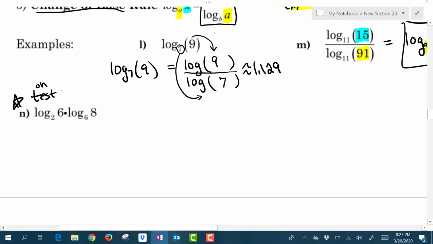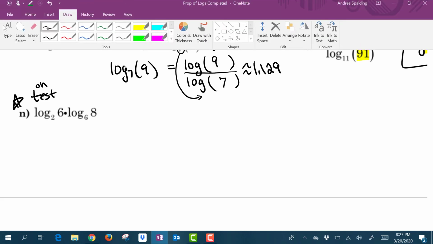For example N, we are multiplying in between these 2 separate logs. We actually don't have a rule. We have not come up with a rule yet that tells me what to do when I'm multiplying in between 2 single logs. We also notice that these do not have the same base. So we kind of have 2 strikes against us for this problem.